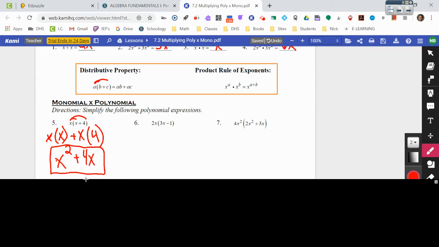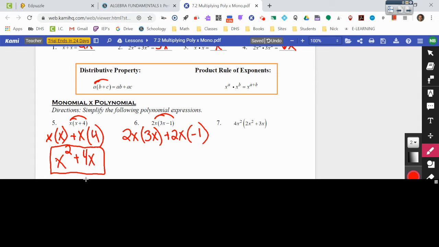All right, example 6 here, we have 2x times 3x minus 1. All right, again, same thing. We're going to start off by using this distributive property, which means we're going to have 2x times 3x, right, and this 2x is positive, so we have that positive 2x times this 1 is a negative 1 here.